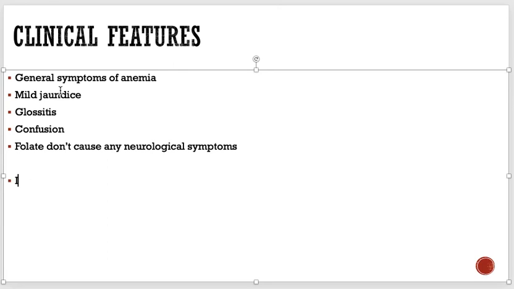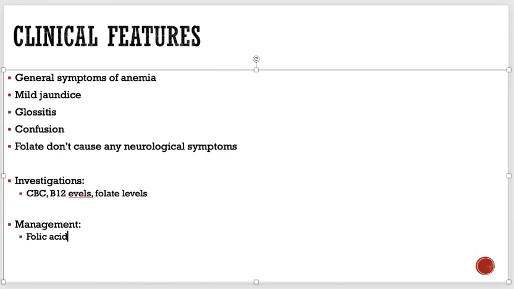Investigations, very easy. We do CBC. Okay, we go for B12 levels, and we go for folate levels, because we have to rule out B12 as a cause all the time. And management is again so easy. Management is simply giving them folic acid. Folic acid is recommended to all pregnant women as well, in the first 3 months of pregnancy, or the first trimester.